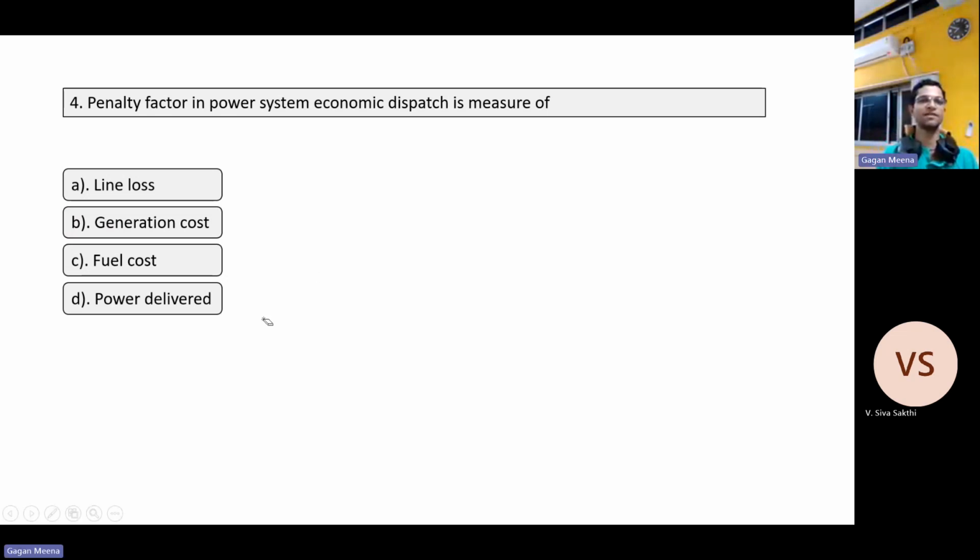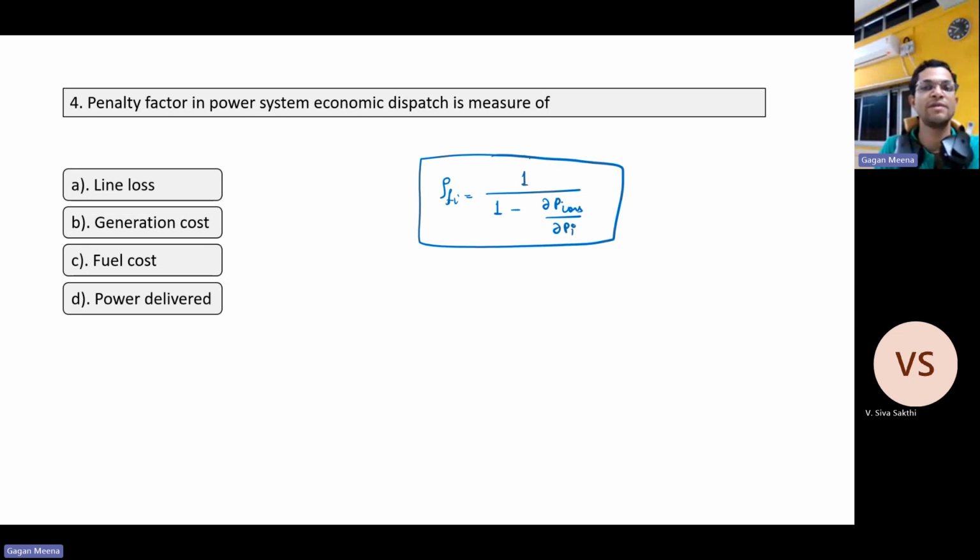The next question is: penalty factor in power system economic dispatch is a measure of what? We have already seen that penalty factor, which is rho i, equals 1 upon 1 minus dou P loss upon dou P i. It's a measure of the line loss. Penalty factor is a measure of line loss, not generation cost. There is no cost term here. No fuel cost is here. No power delivery. It is only related to the line loss.